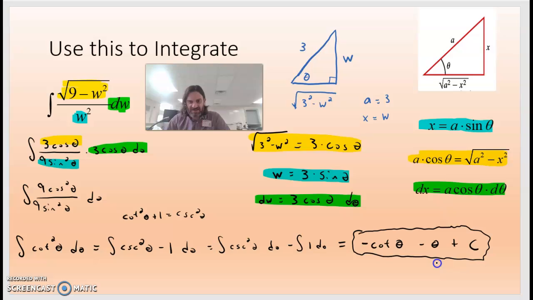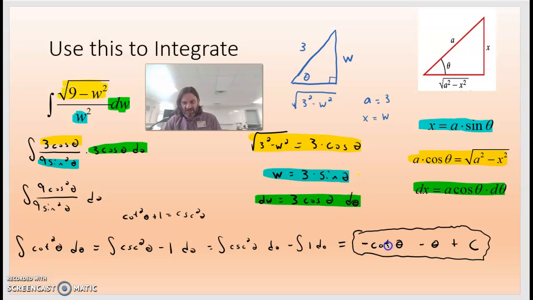The problem with this is we started with w, and now we're at theta. So we've got to get back to w. What's the relationship between theta and w? Well, we have some that we established here in the middle that we made the substitutions from, but really they came from this triangle up here. So we can go back to the triangle if we like.